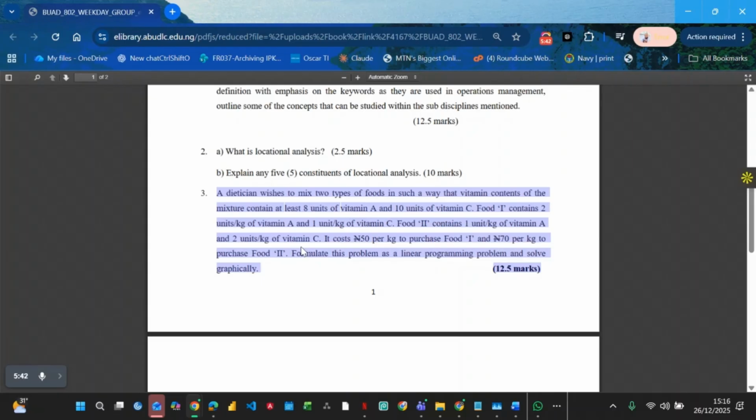Are we together? We have gotten the question that we have to solve. This question alone is 12.5 marks. And imagine you have your quiz of like 20. This one plus this one is 32 already. Okay, so now we have to take it step by step.